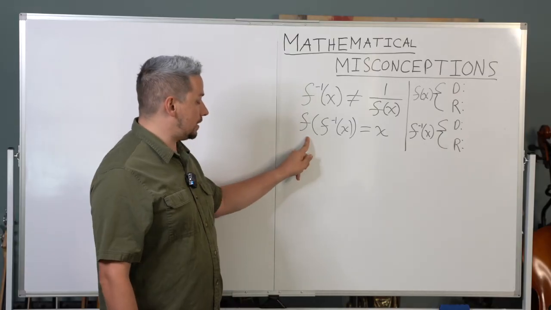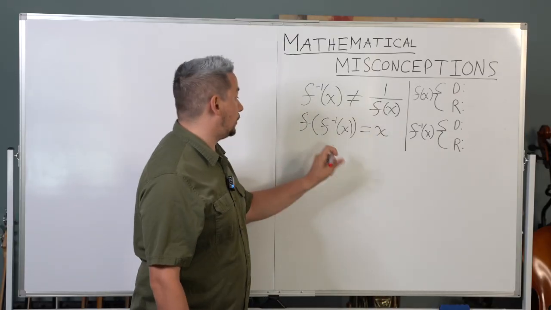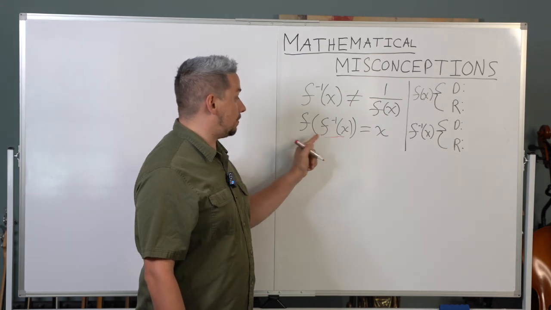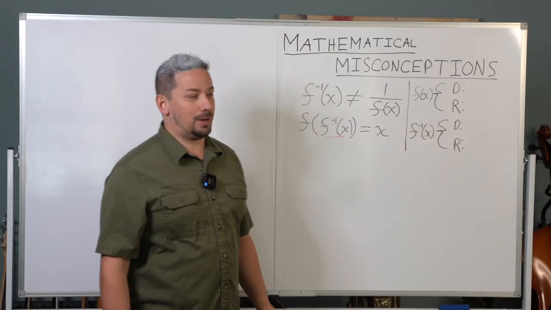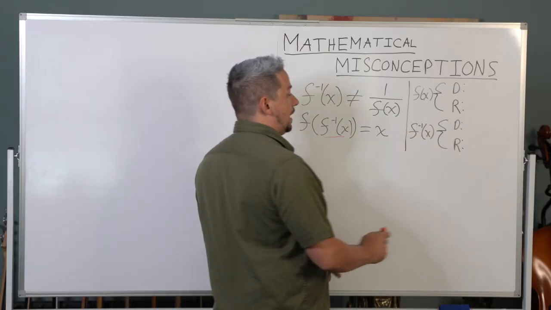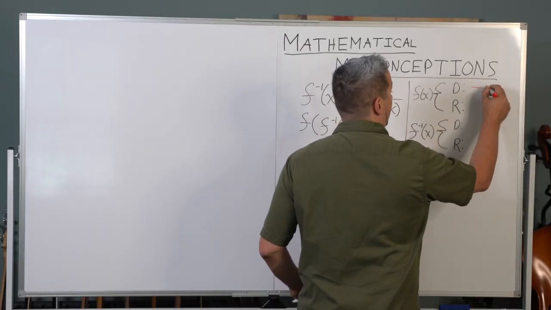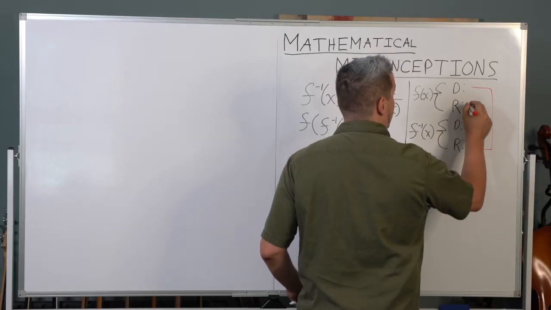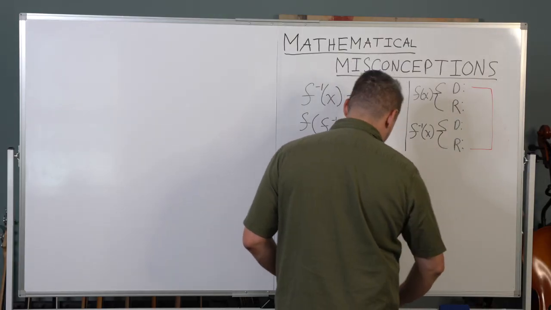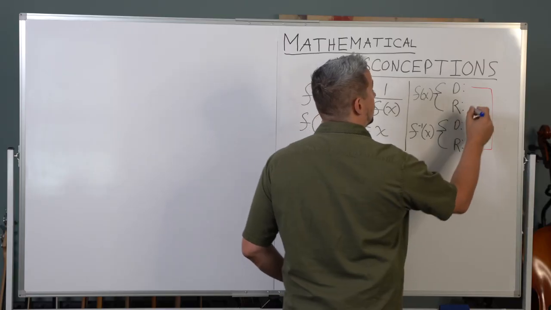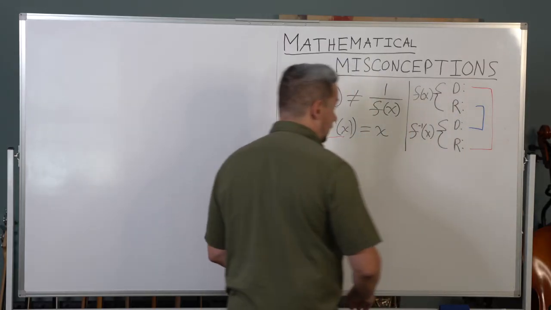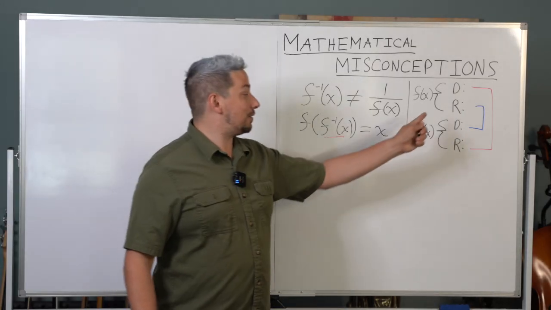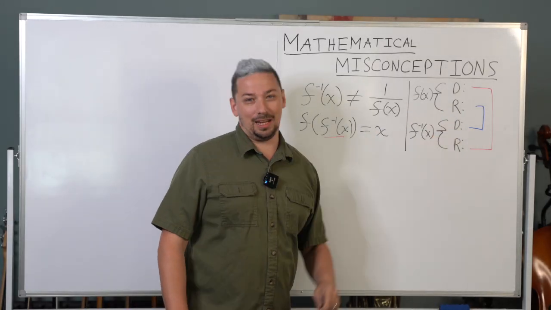In the first instance, when we have an inverse function and we plug it into the regular function, we should just get x. And the second thing that we can also check is that the domain and range for a function and its inverse should always flip. So in other words, the domain of the regular function should be the range of the inverse, and the range of the regular function should be the domain of the inverse.